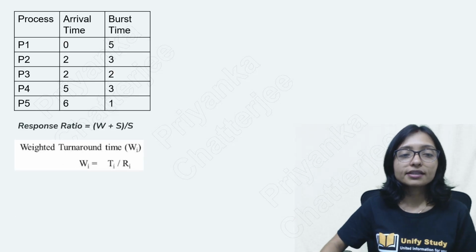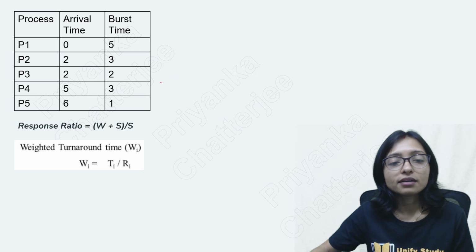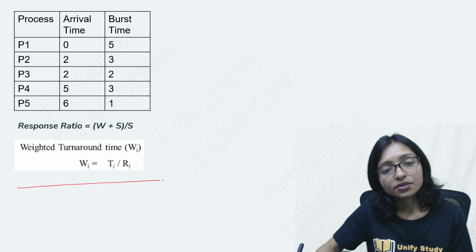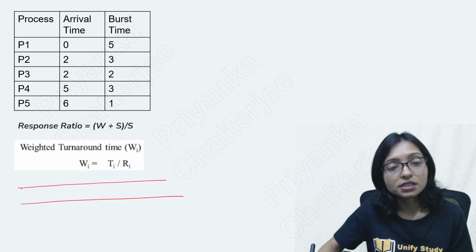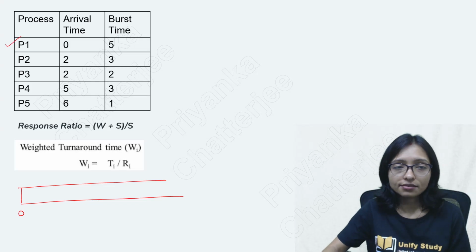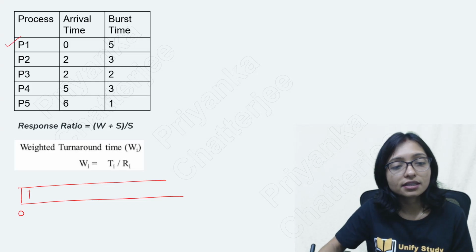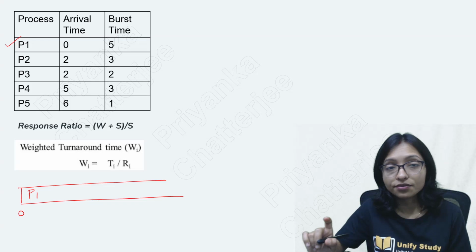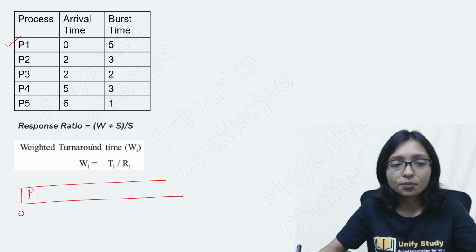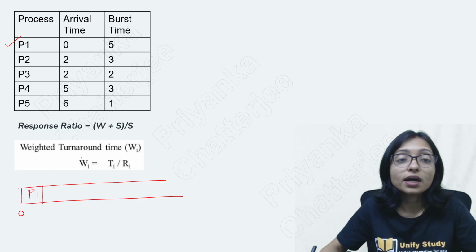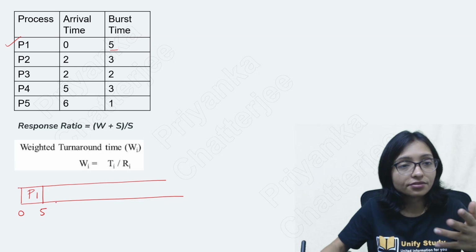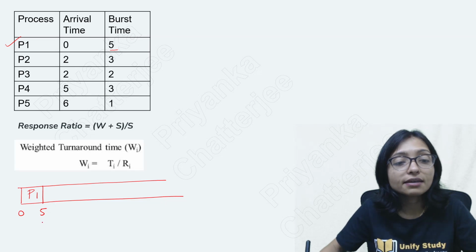So let's solve it, then you will understand. One by one I am solving. First we will draw the Gantt chart. I will start with 0. At time 0, only process 1 has arrived, so you cannot do anything else; just take process 1. HRRN always works as non-preemptive. So P1 will complete its task as the burst time is 5, so it will run until 5. This is done. Now the time is 5.